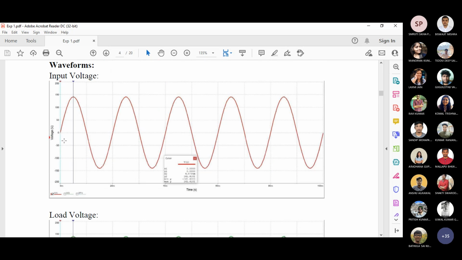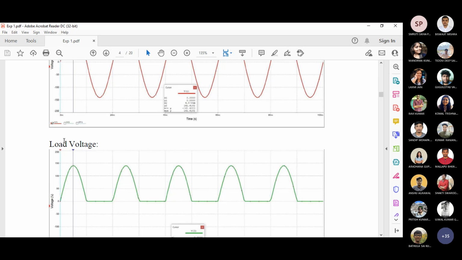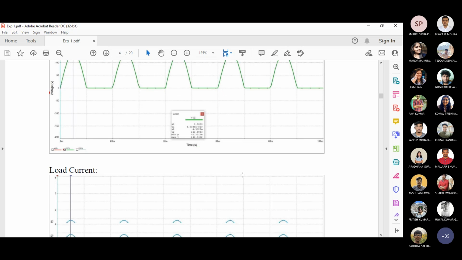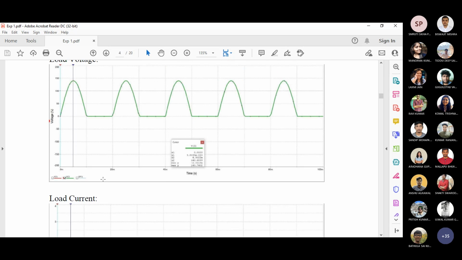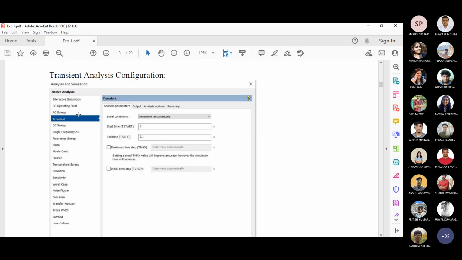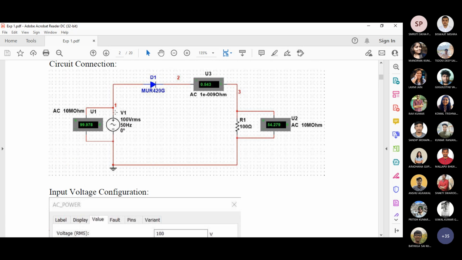For a controlled rectifier you have to prepare a table by changing the firing pulse, but here the table is not required because it is uncontrolled. So here you can see that output. Finally, the load current: you can see the magnitude, which is the voltage divided by the resistance value you are connecting here.